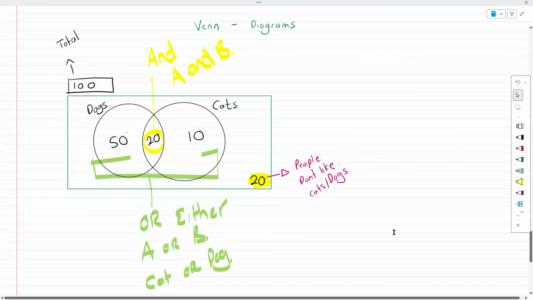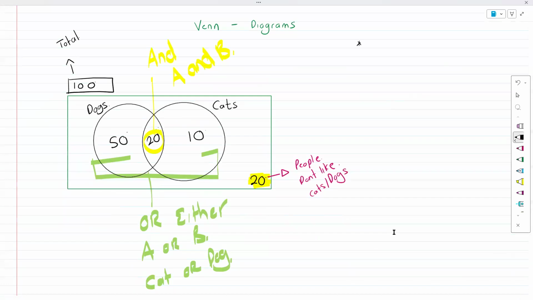Right? If we look at this, the probability of people that like cats and dogs. Now, cats and dogs are 20 out of 100, which is 0.2. The next one is the probability of people that like none. They don't like any animals, any cats or dogs. Maybe they like birds. 20 out of 100.